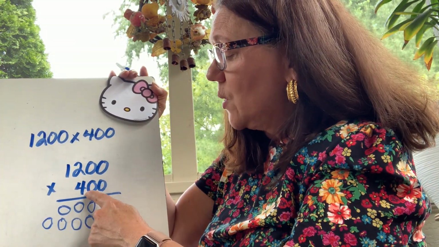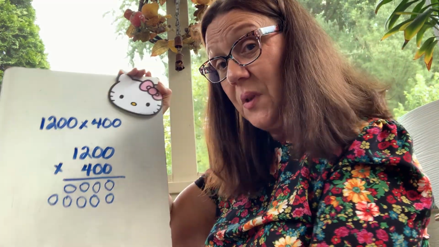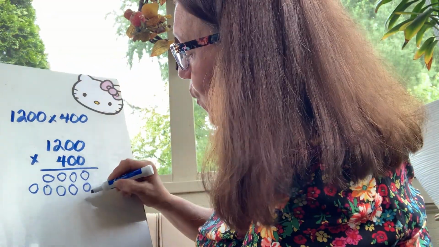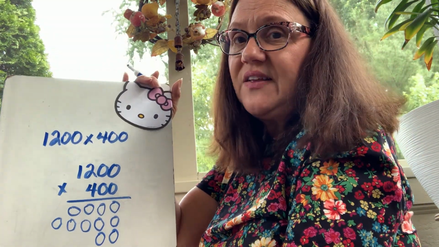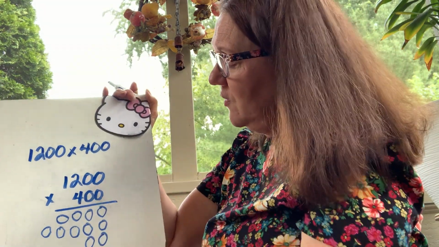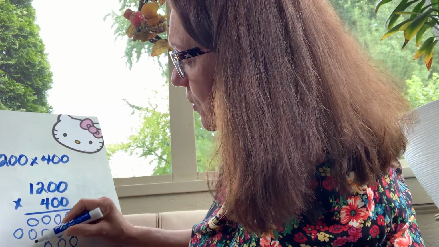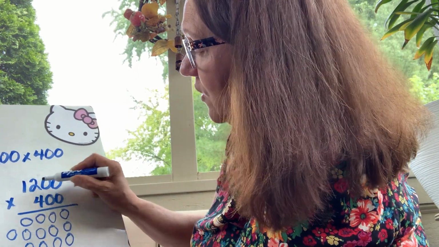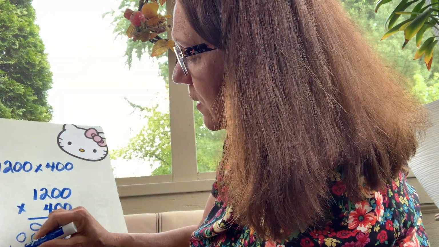So we take our 4. Oh, first we need place value holders, and since 4 is in the hundreds place, we're going to need 2, which will put our product in the hundreds place. Okay? So 4 times 0 is 0. 4 times 0 is 0. 4 times 2 is 8. And 4 times 1 is 4.